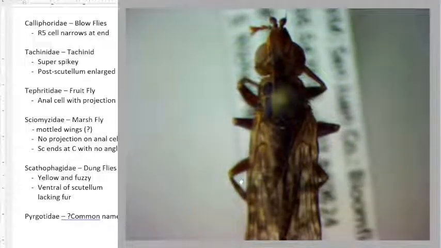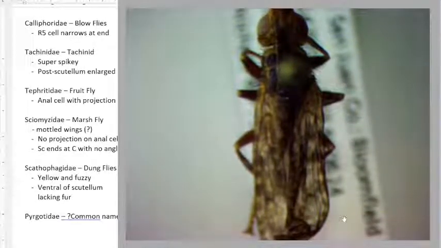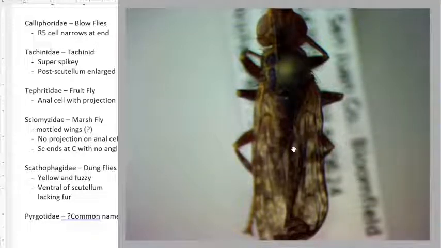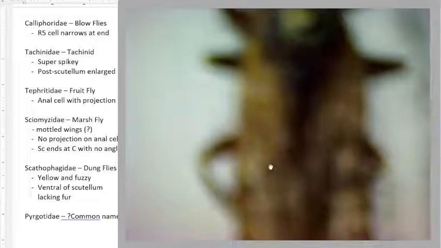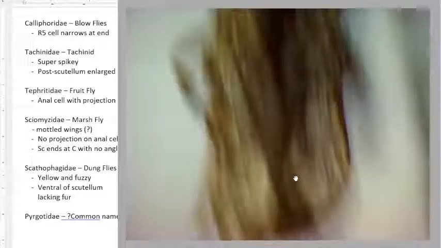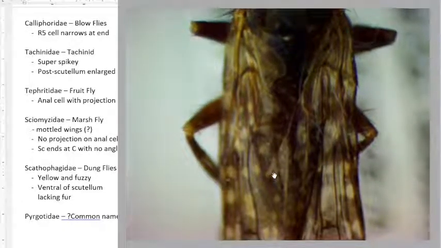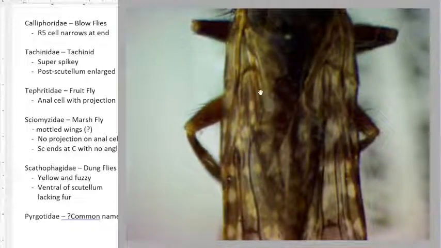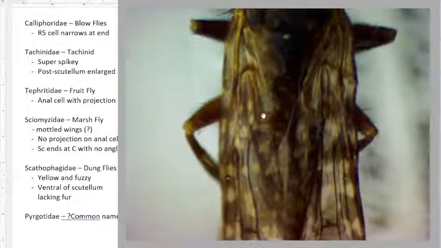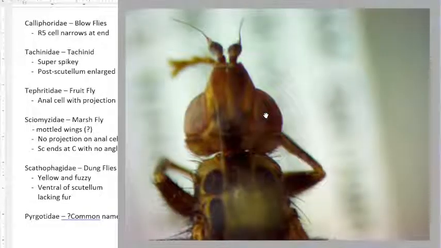So we're looking at the pergodids. You can see that just like the marsh flies and the fruit flies, it has this mottling on the wings. If we were curious about that, we could look down here and check it out. But we would notice very quickly that the wing venation is very different from either of those two families. So we would have a really hard time comparing, even trying to find the right cell to compare them. They're very, very different in where things are.